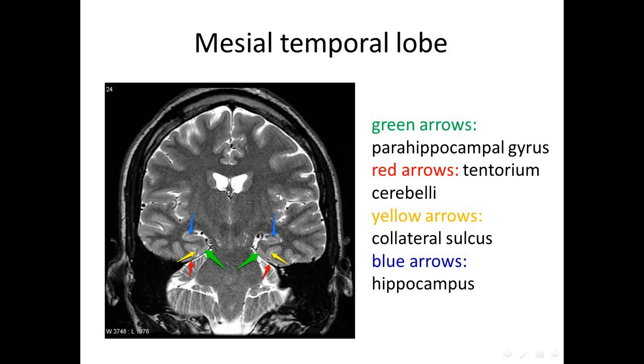This is a T2 MRI image in coronal view, showing the location of the mesial temporal lobe here. The blue arrow shows the location of the hippocampus, and this is the parahippocampal gyrus. This small CSF cleft here is the collateral sulcus, and inferiorly is the tentorium cerebelli, which separates the cerebrum from the cerebellum.